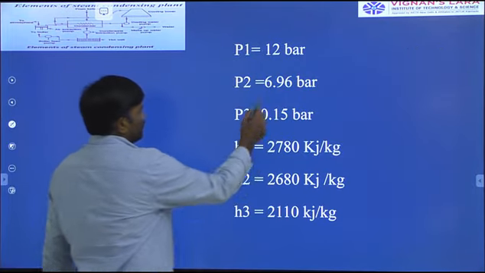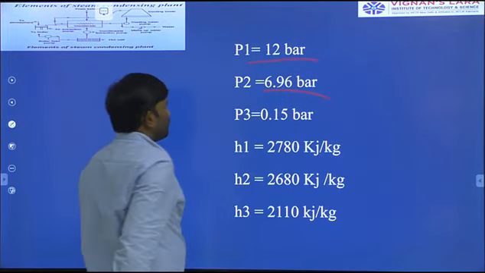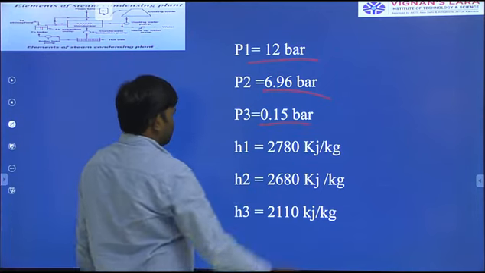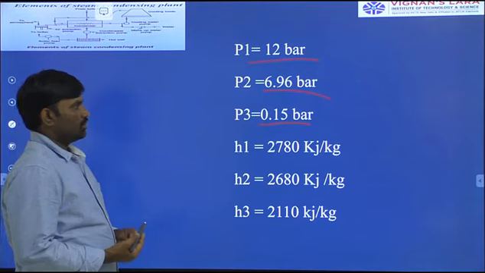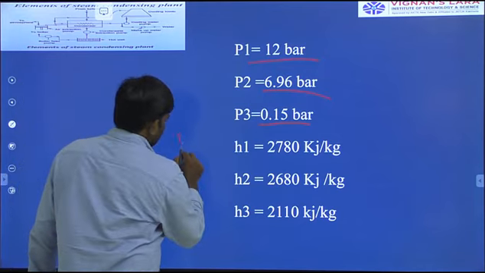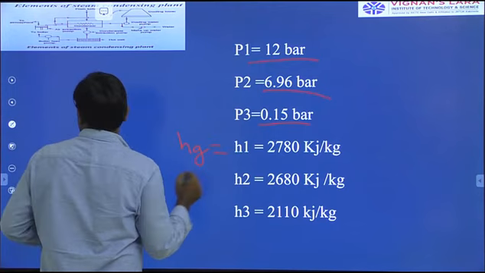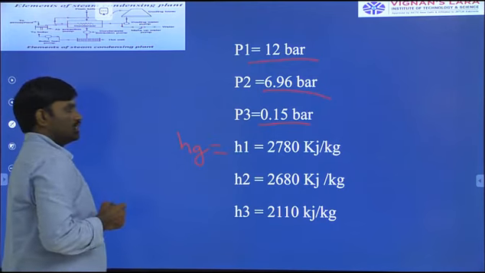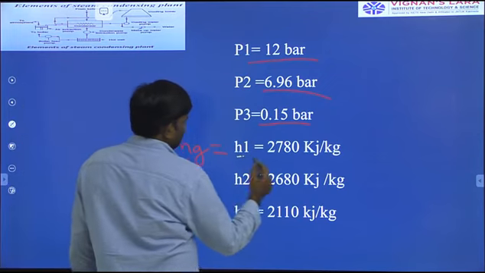Okay, the P2 value is determined, that is 6.96 bar. P1 is 12 bar, given in the data. P3 is equal to 0.15 bar in the present problem, also given in the data. The H1 value you can take directly from the steam table book, that is equal to Hg. H1 is equal to Hg, why? Because it is dry saturated steam.